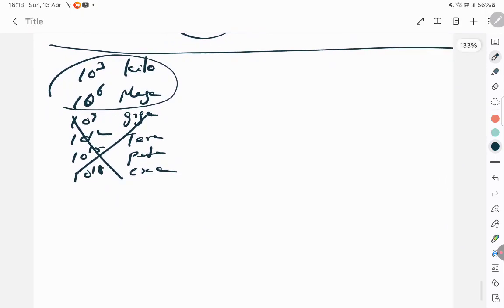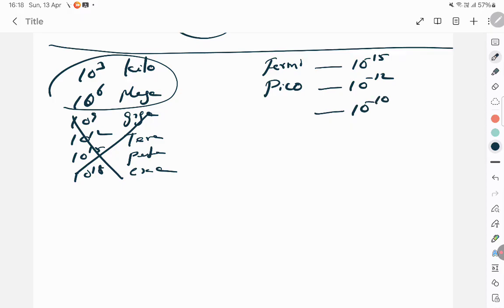Okay, smaller measures. I'll tell you, 10 to the power minus 15 is called Fermi. Then 10 to the power minus 12 is called Pico. 10 to the power minus 10 is called angstrom, A-N-G, angstrom. 1 angstrom is 10 to the power minus 10 meters. Pico is 10 to the power minus 12 meters. Fermi is 10 to the power minus 15 meters. Are you clear? Fermi, pico, angstrom.